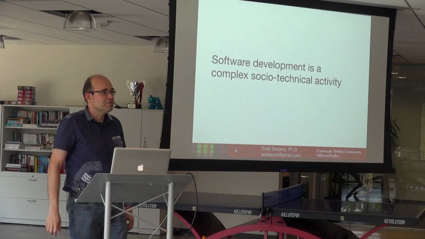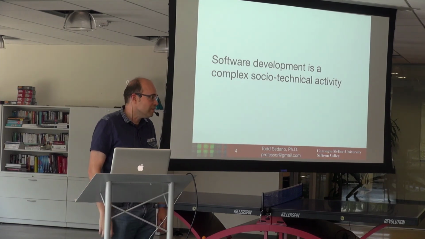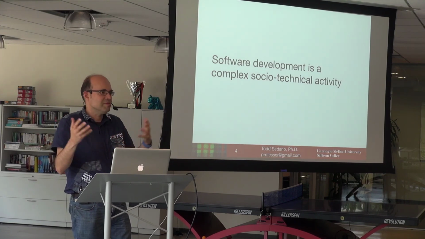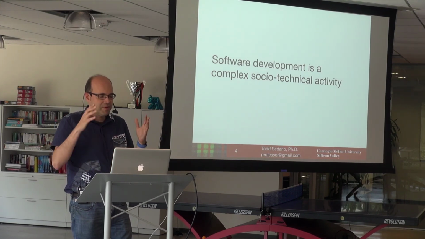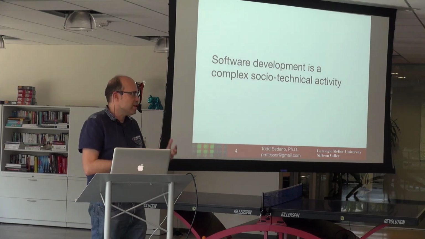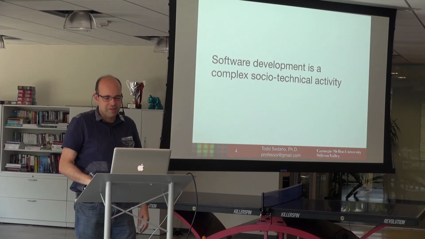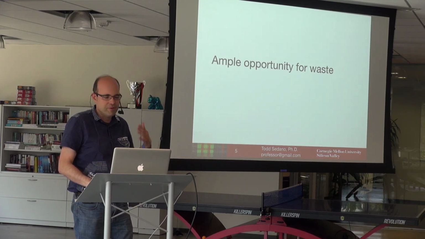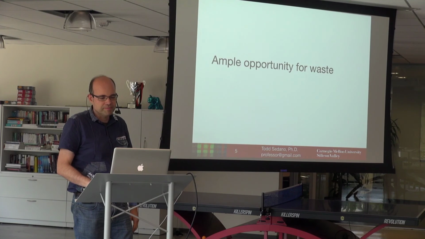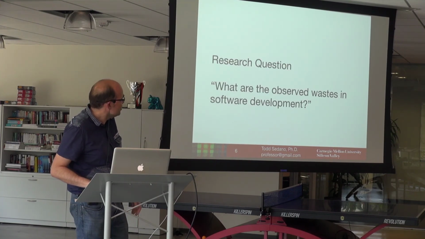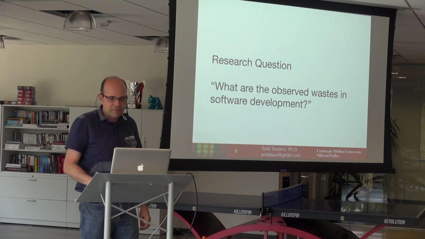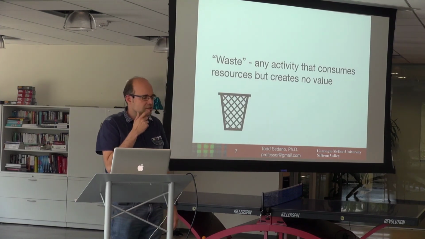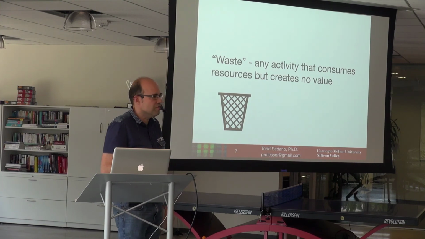So as we know, software development is a complex socio-technical activity. There's a lot of moving parts. We're building technical solutions, there's people building it, there's complexities with the technology, there's complexities with people interacting with one another. It's very complicated. And because of this, there's ample opportunity for waste to emerge in any project we do, no matter how good we are at running extreme programming. And this begs the question, what are the observed wastes in software development? For this talk, we'll define waste as any activity that consumes resources but creates no value.